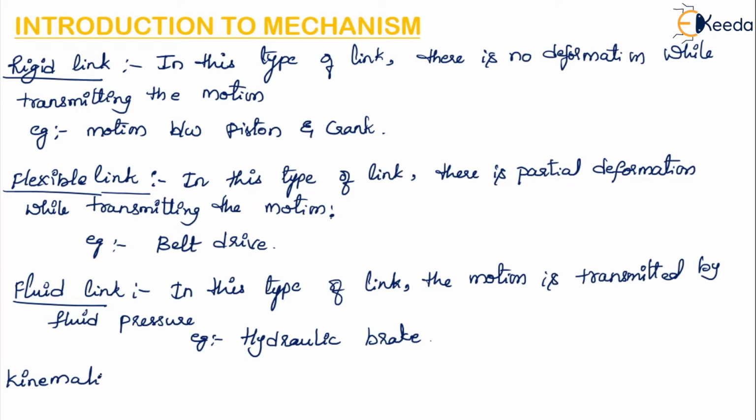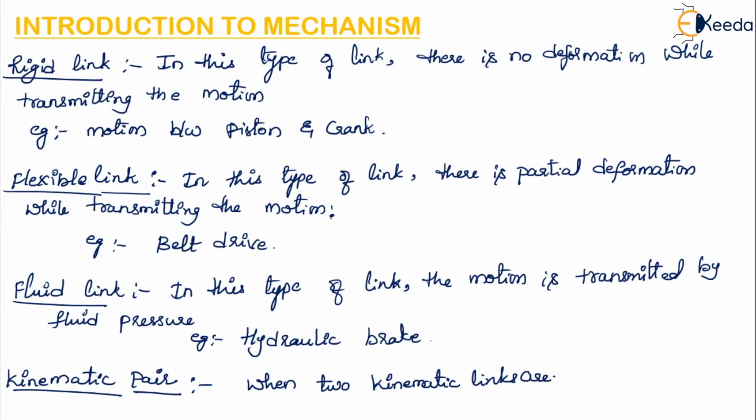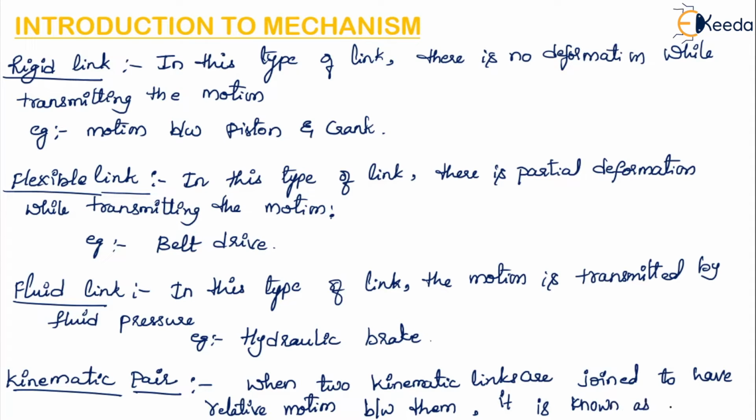Okay. Then what is a kinematic pair? We have studied about kinematic link and different types of kinematic links. Now what is a kinematic pair? When two kinematic links are joined to have relative motion between them, then it is known as kinematic pair.